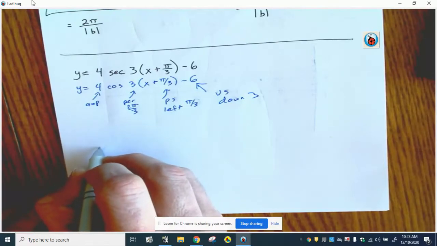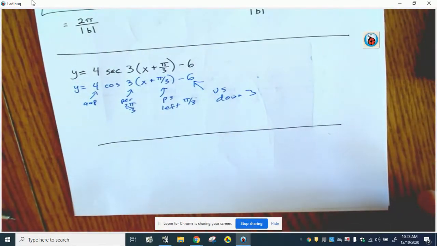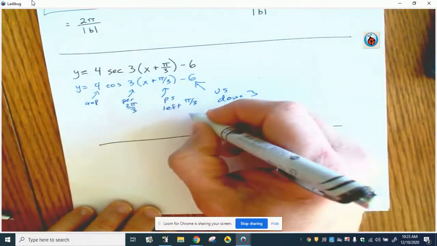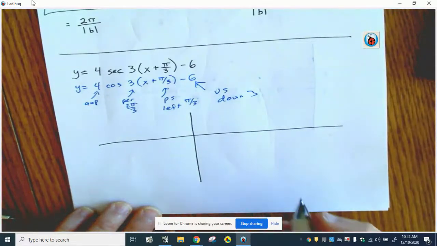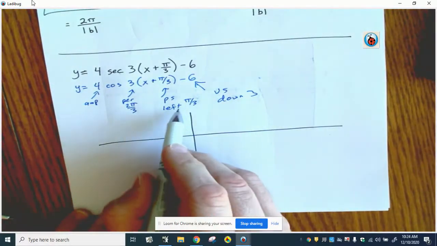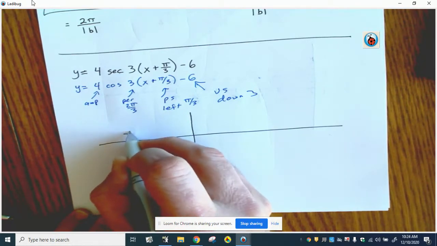So I'm going to put my x-axis a little higher. Okay. I'm going to put my y-axis right in the middle. And the reason I'm going to do that is I know I'm going to move left a third. So I'm going to be back here at negative pi over 3.